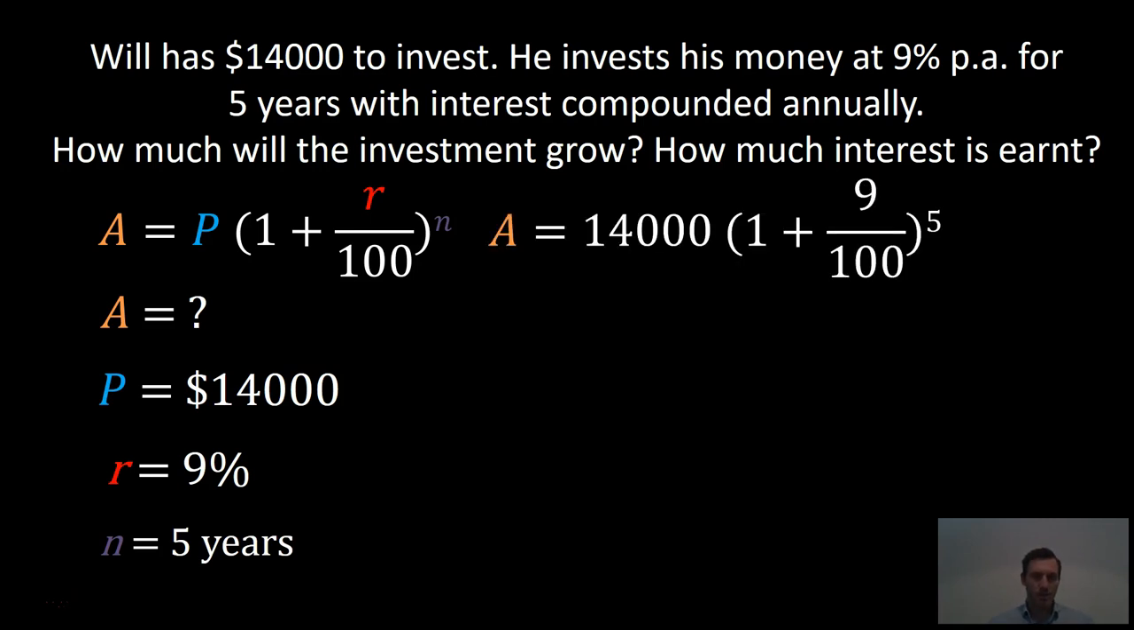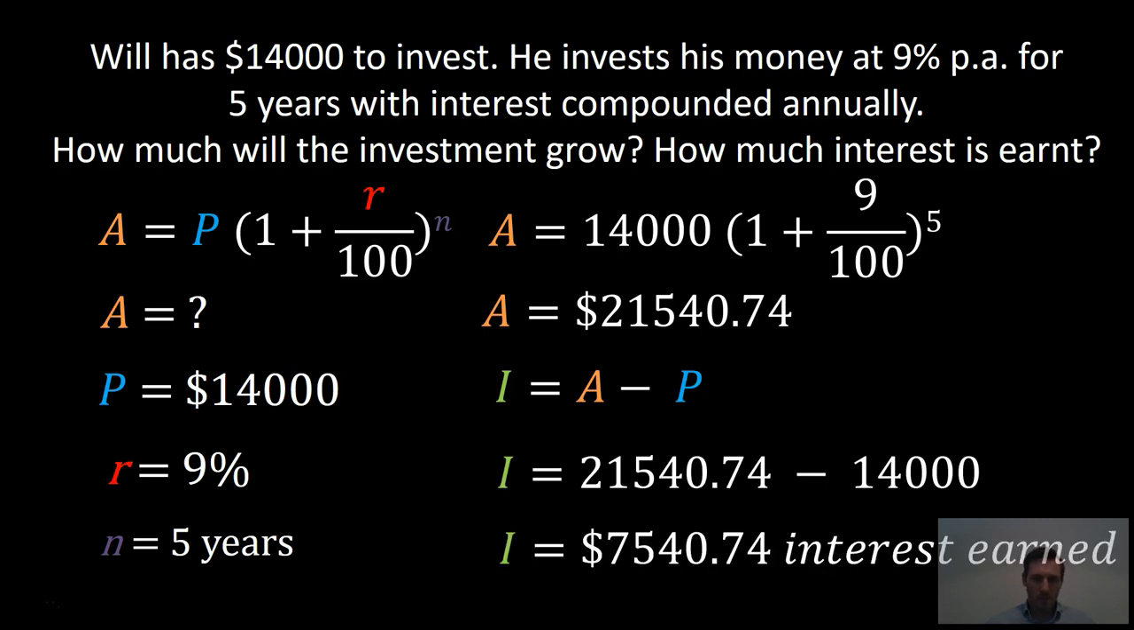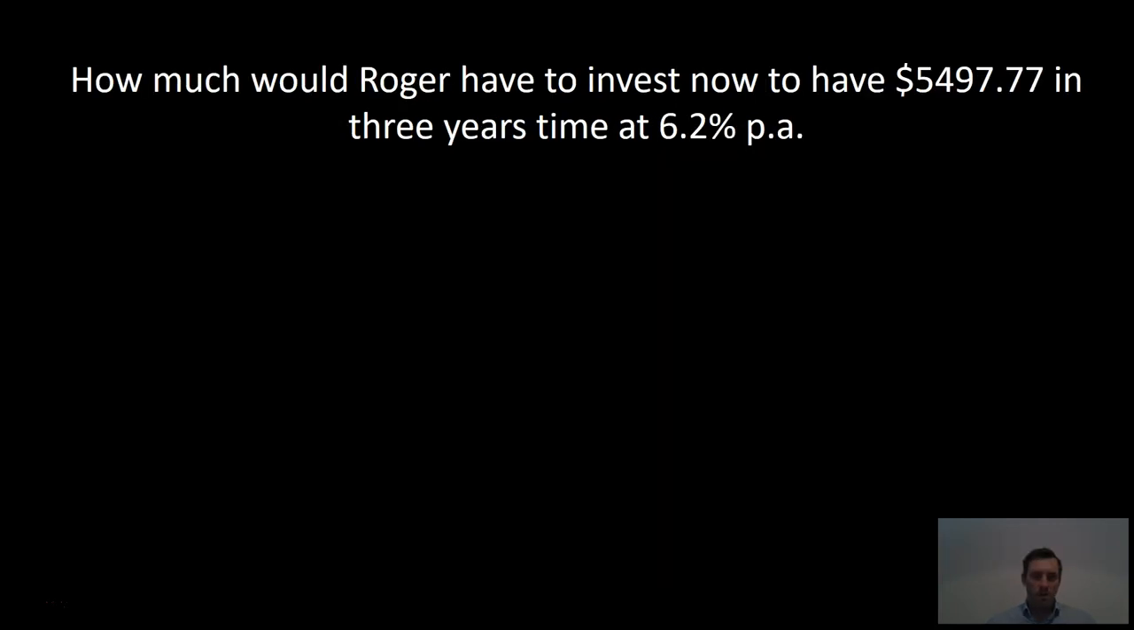We substitute those values into our formula and we calculate and we find that the investment will grow to $21,540.74. Now we need to work out how much interest is earned. To do that, we take away the principal from the final value and we can calculate it to be $7,540.74 interest earned.